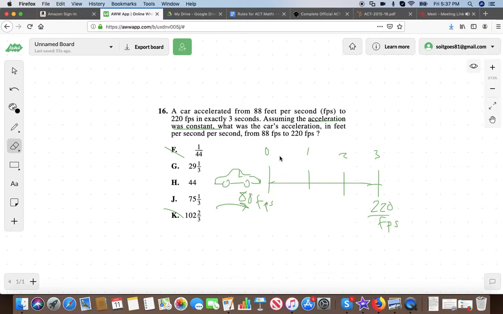I really strongly recommend avoiding operations if you can. Okay. Yeah, I mean, you're right. It would work that way if it makes sense to you and you feel very confident. But I know we're going to get this if after 1 second it's accelerated at 44 feet per second, after a second, it's going to be 88 plus 44, which is what?